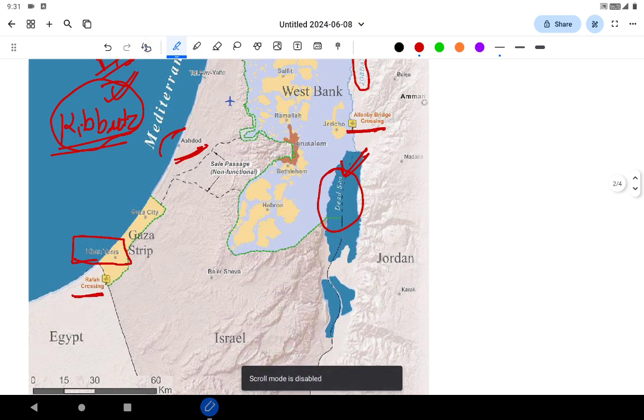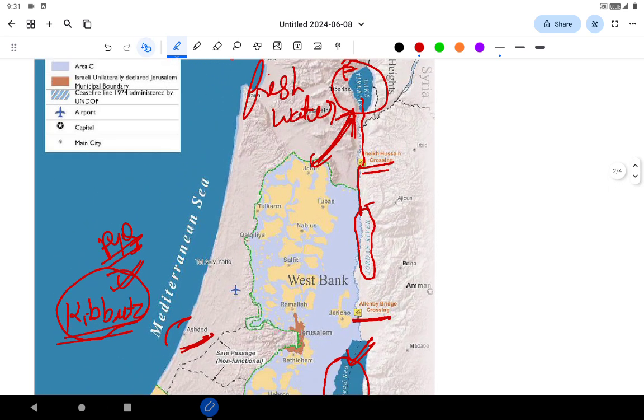Another important thing is Israel has three important crossings. One is Rafah crossing near the Gaza Strip, with Egypt. The other important crossings with Jordan are Sheikh Hussein crossing and the Allenby bridge crossing. So one crossing with Egypt, that is Rafah crossing, and two crossings with Jordan: one is Sheikh Hussein crossing, and another one is the Allenby bridge crossing.